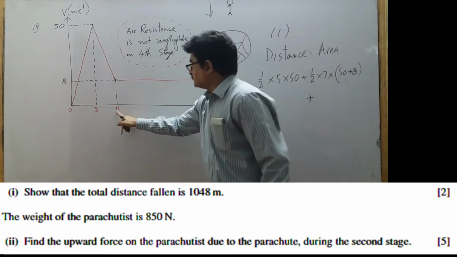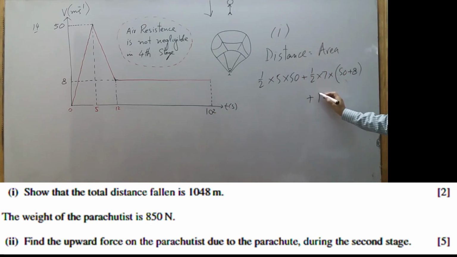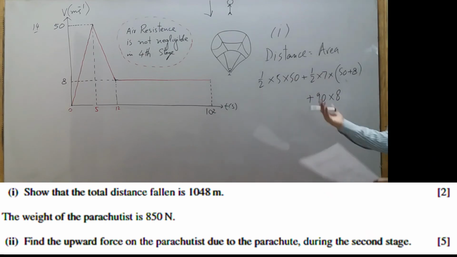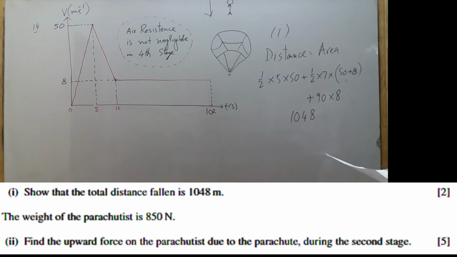Now see that from time 12 to 102, this time is basically 90. So 90 into 8. Now if you simplify this, you will get the answer 1048 meters. This is the answer to this part.